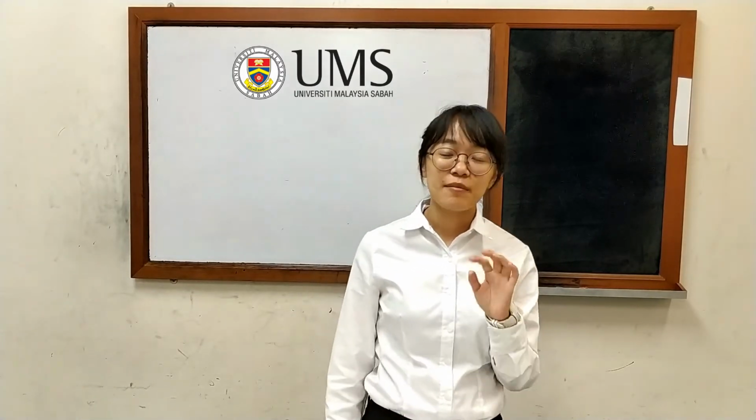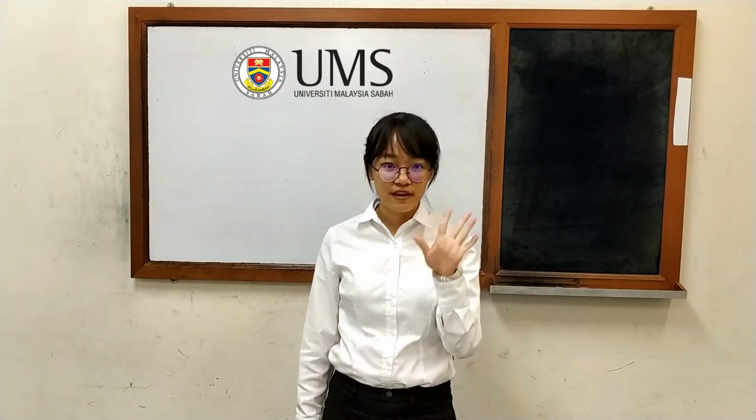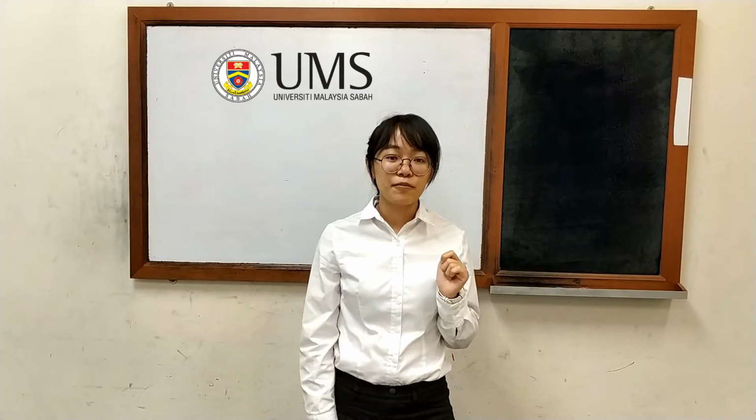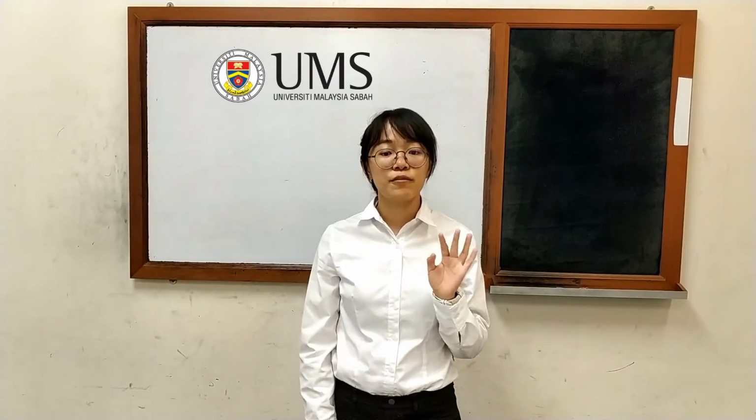I'm JOANN and I will explain the preliminary data of this research. In the chemical composition, there are 5 types of components found in the banana peels, which are the total extractive, cellulose, lignin, polysaccharide, and ash. Polysaccharide is the largest component, making up 70 to 75% on a dry basis, whereas ash is the least component, consisting of around 3 to 5%.